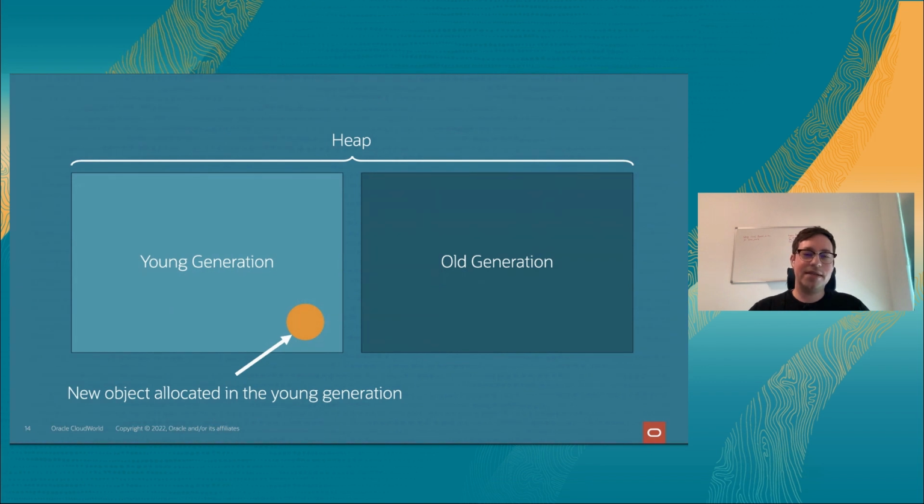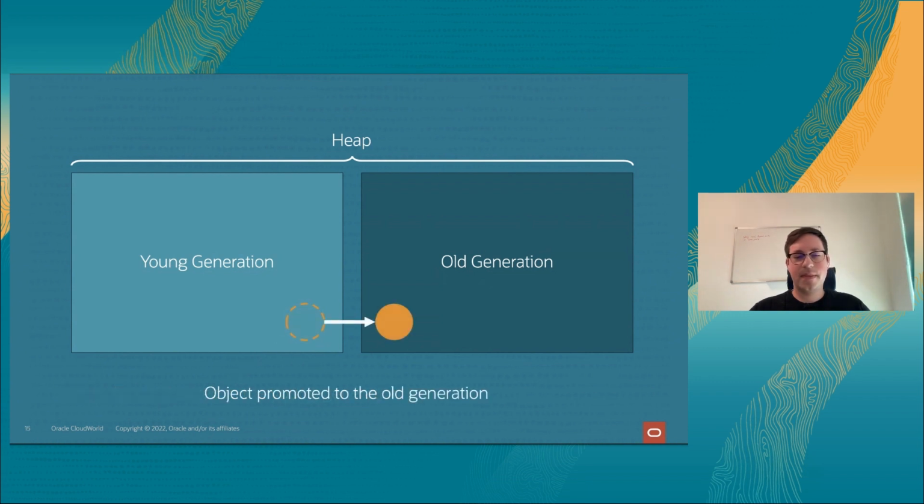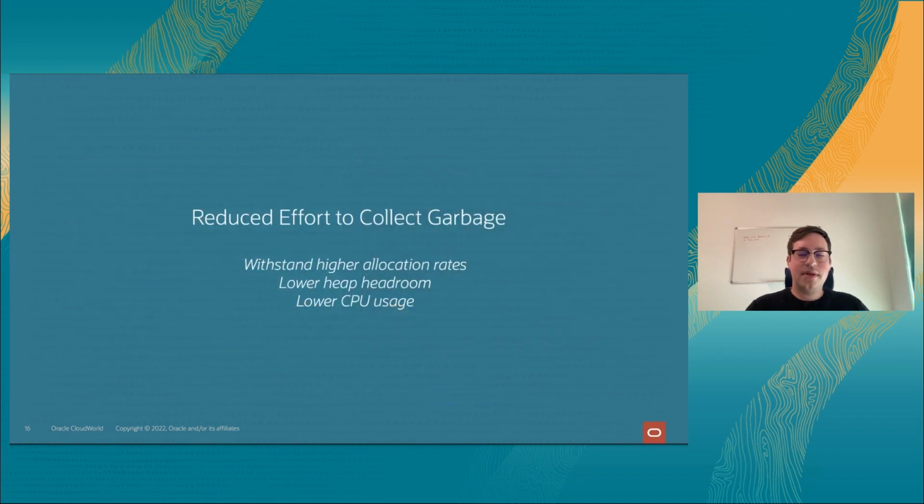And after it's been a while, then it might get promoted to the old generation. And what we can do now is to focus garbage collection in the young generation without tracing through the old generation. And the hope is that by doing this, we will be able to withstand higher allocation rates and lower the heap headroom and also lower the CPU usage of the garbage collector.